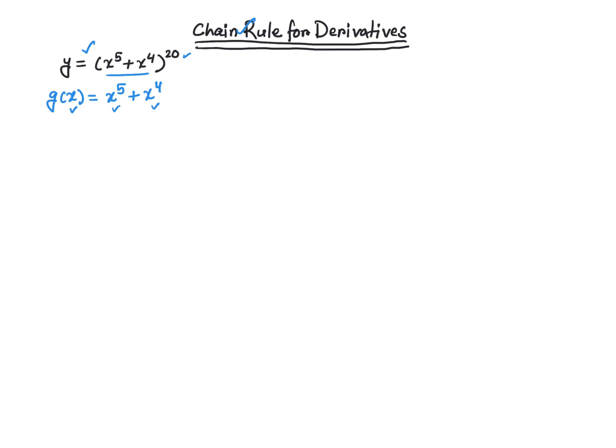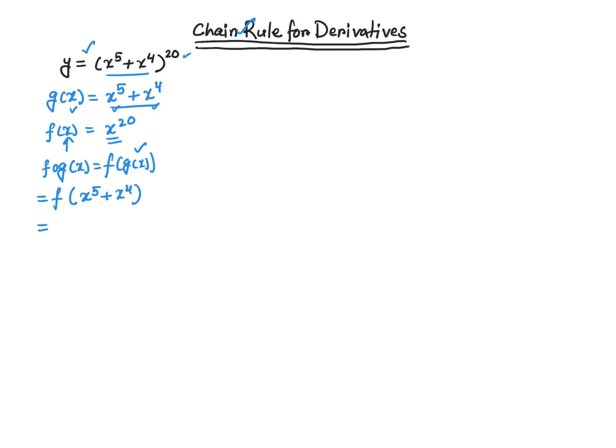Now let's define f of x to be a function which is going to be x to the power 20. All f does is take the input x and raise it to the power of 20. Now you can see f composed with g of x, which is f of g of x, and this is just the definition. That is going to be f of, what is g of x? We already have it, which is x to the power 5 plus x to the power 4.